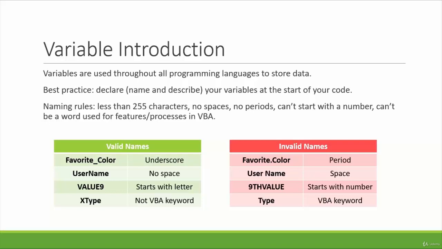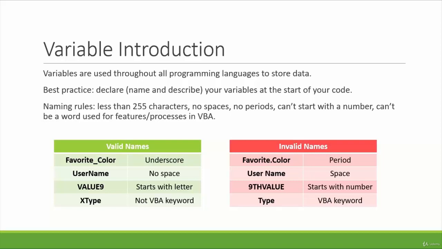Lastly, type is a word in VBA that is used to declare data types for various items. Because type has an action and feature already associated with it, we can't use type as a variable name. However, if we change that up a little bit and we put an X or something in front of the word type, it becomes a valid variable name.